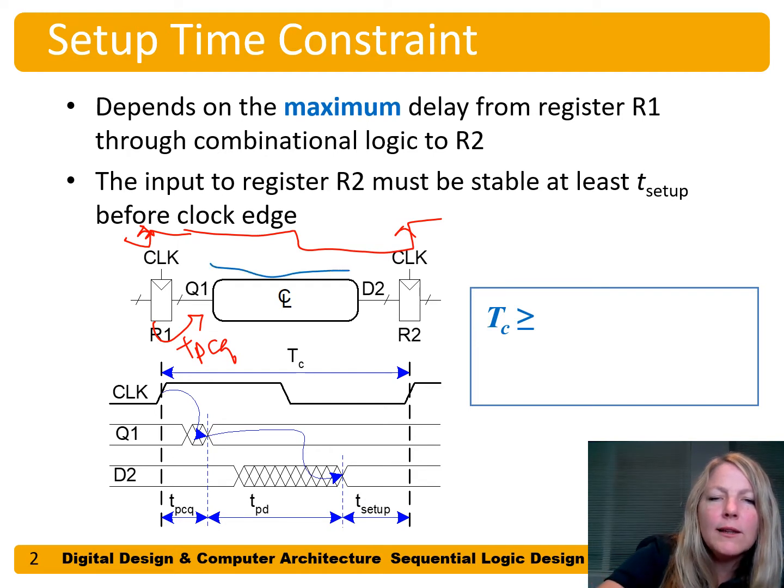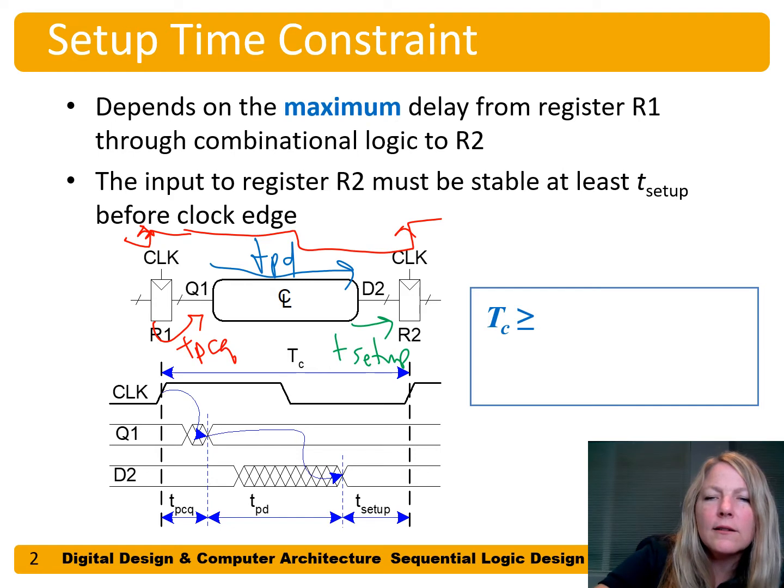And then the maximum delay the data will take to get to D2 is propagation delay of that combinational logic. And then that data has to be stable at D2 at least a setup time before the next clock edge.